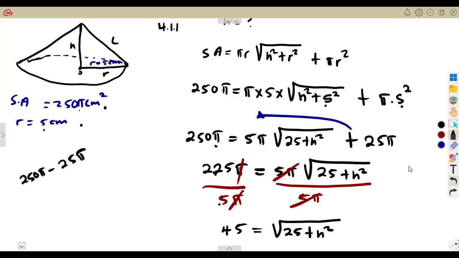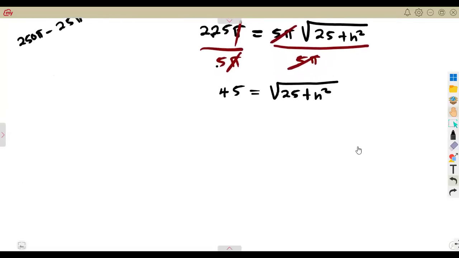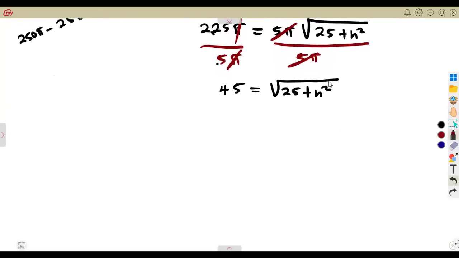So the question is, how are we going to solve for h? We are making h the subject. It's under the square root, so we can think of removing the square root. To remove the square root, raise both sides to the power of 2. That means we have 45 squared is equal to this. If you raise 45 to the power of 2, that is 2025. So 2025 is equal to 25 plus h squared.